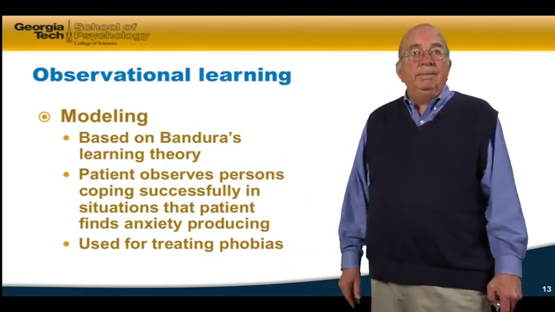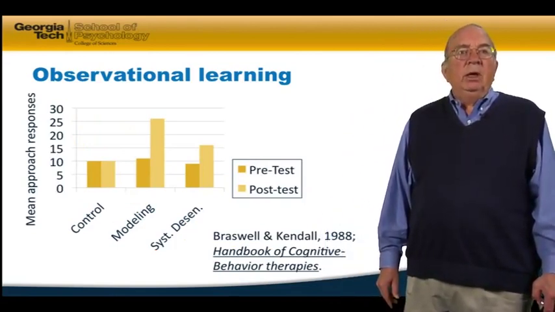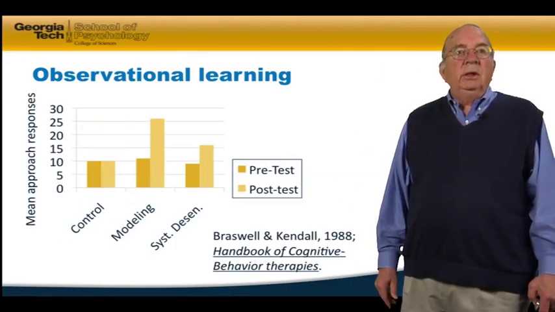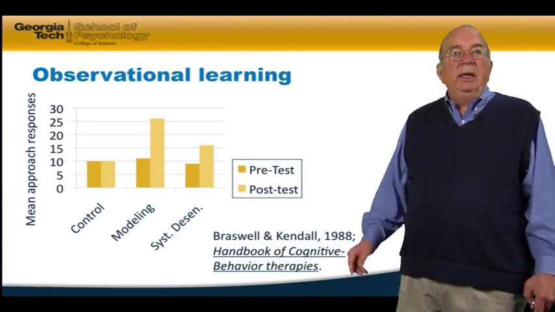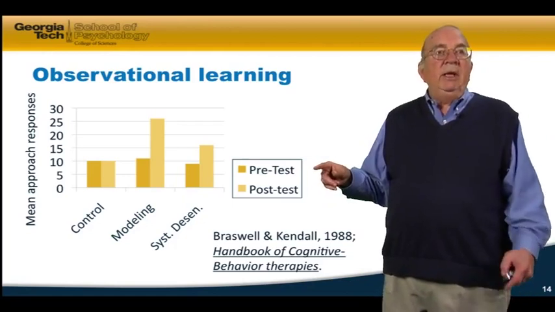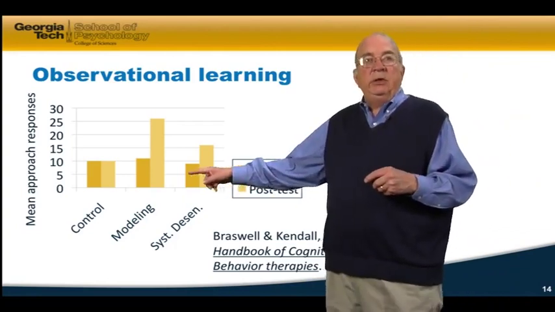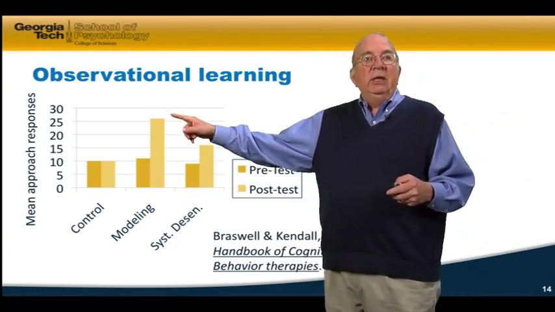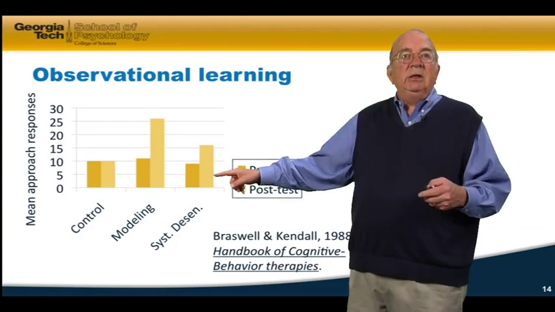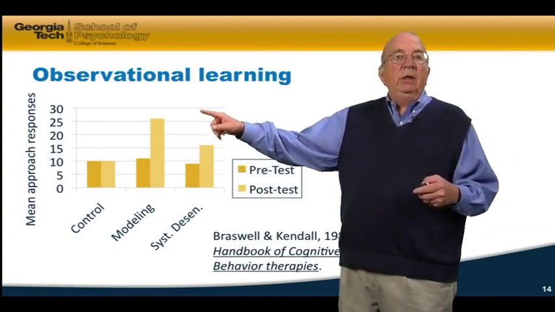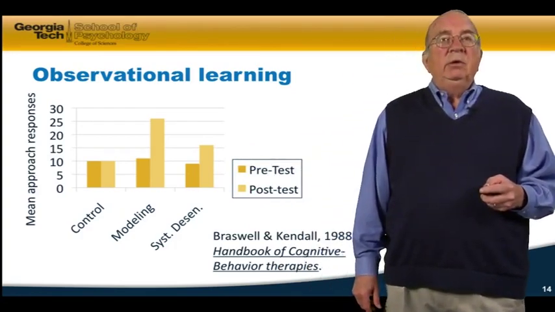It's used a lot for treating phobias. I just want to show you one study that was done by Bruswell and Kendall, which compared control groups, a modeling group, and a systematic desensitization group based on classical conditioning. And then you look at pretest, that is, these are phobias, how many approach responses you have to the anxiety object. In the control group, no change with time. In the modeling group, a significant change just by watching appropriate behaviors to that object. And with systematic desensitization, you get change, but not anywhere near the change that they found in the modeling condition. So observational learning is another way, especially with phobias.